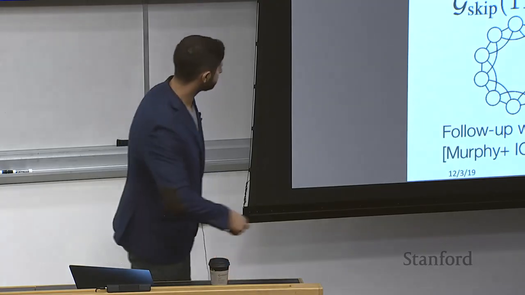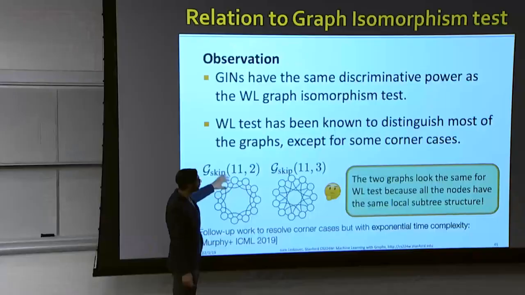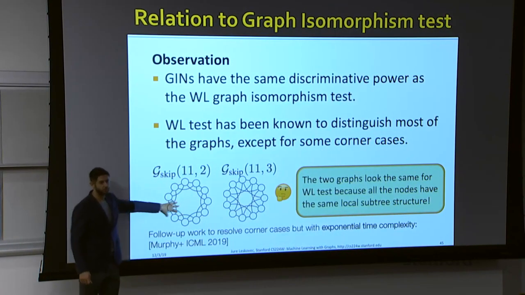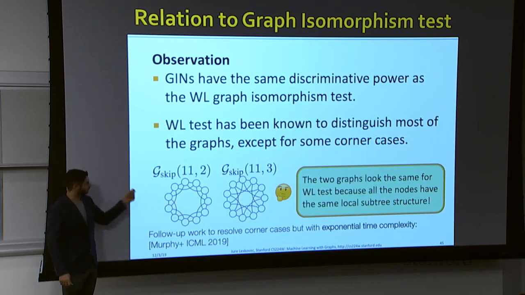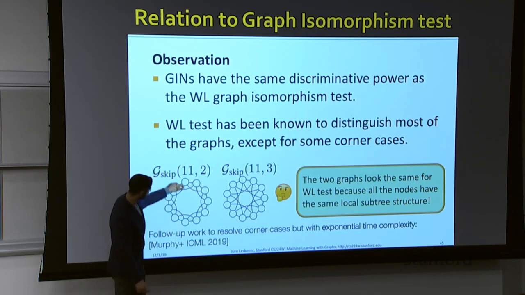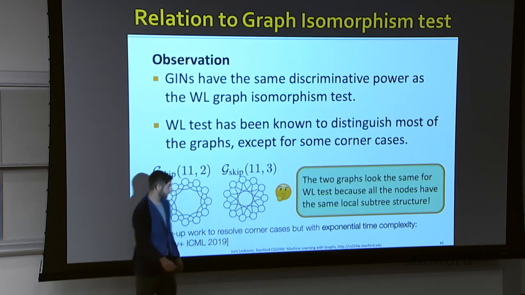So, for example, in this slide here, you can see some corner cases where the WL test also fails. These are pathological examples, basically, which have been built with the sole purpose of fooling the WL test. So for a G-skip graph, the notation is the following: 11 tells you the number of nodes in our graph, and the second argument is how many nodes you skip to create the skip connection in this chain graph. So you build this circle, each node is connected to its neighbor, and then you also have a skip connection that goes 2 nodes away, or in this case, 3 nodes away, and so forth.